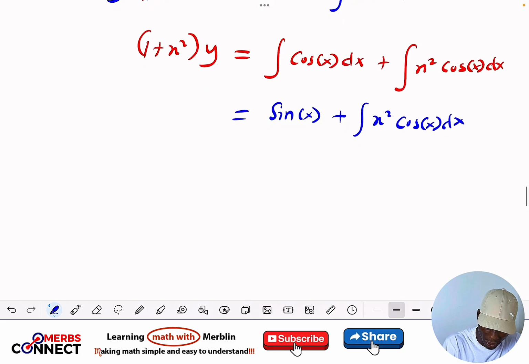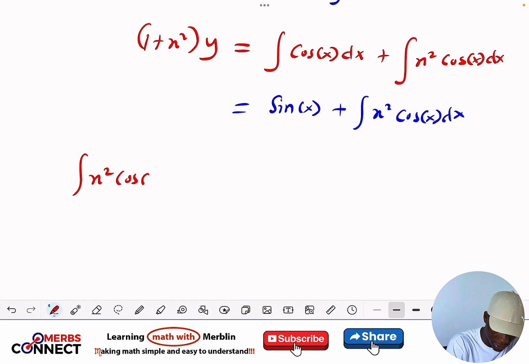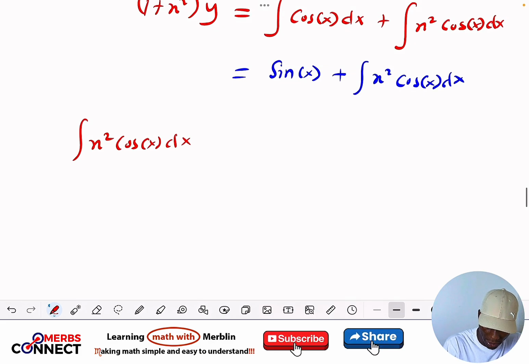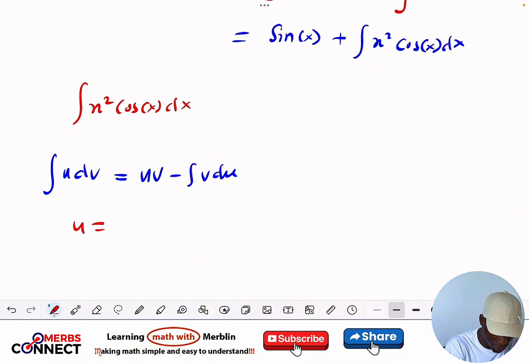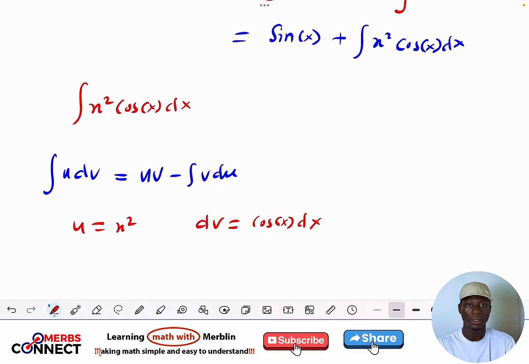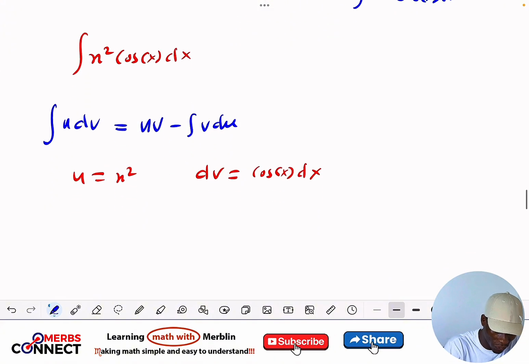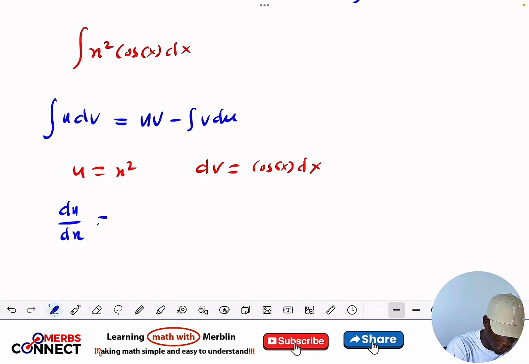So now let me consider the integral of x squared cos x dx, and then remember integration by parts: the integral of u dv is equal to uv minus the integral of v du. Here our u is equal to x squared and our dv is equal to cos x dx. Anytime I'm dealing with integration by parts and I have a polynomial function and a trig function, I choose my u to be the polynomial function and my dv to be the trig function with the dx.